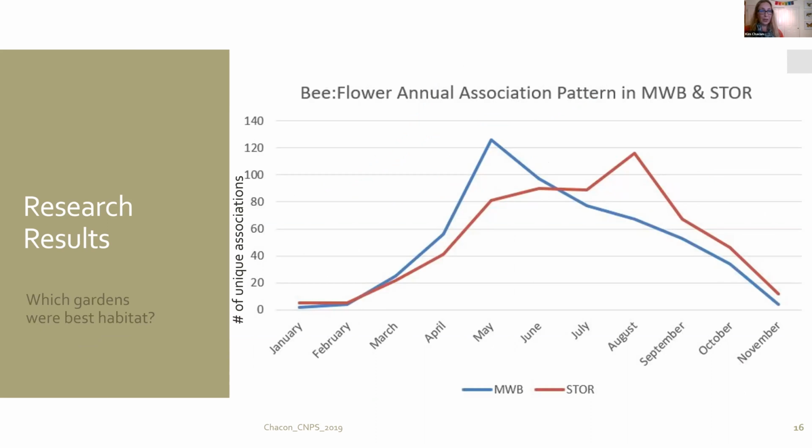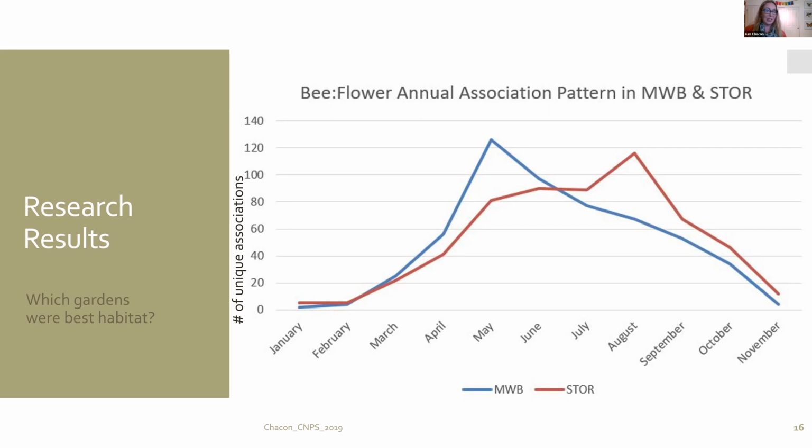Well, there are two that were way above the other ones. And the first one is the blue line, which is the Mary Wattis Brown Garden. It's a California native garden. Yay, go natives, supporting native bees. That is great news. But wait, what's going on with that red line? That was an interesting question.